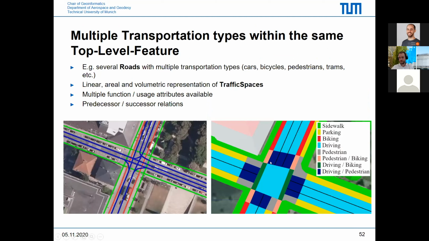A very simple thing would be, for example, if you have different surfaces with different functions. For example, in this case, the surface highlighted in dark blue would be at the same time used by cars, thus labeled as CityGML function driving, as well as by pedestrians because it is part of a pedestrian crossing, and thus could have multiple function attributes. For a linear representation of the same scenario, one would have independent linear representations for the different transportation types. So in blue, this would be the driving network. In green, this could be a pedestrian network. And in red, it would be a representation for bike lanes, for example.